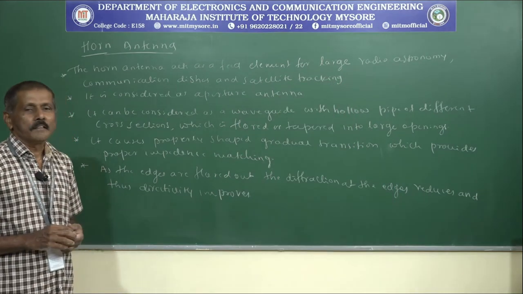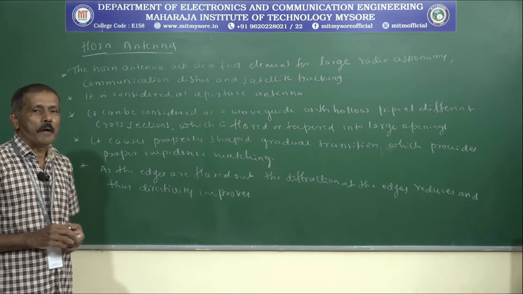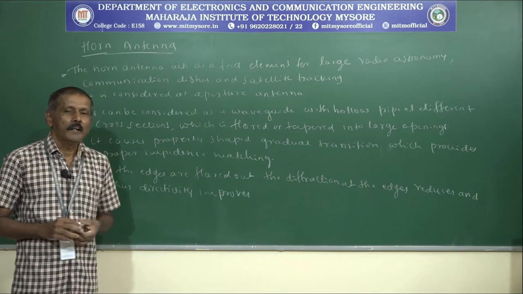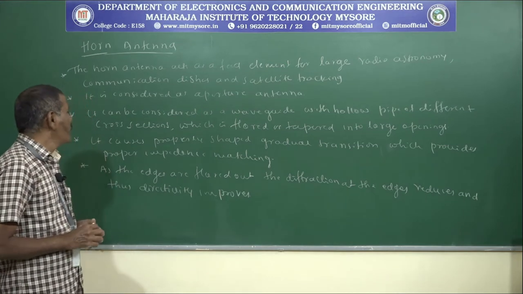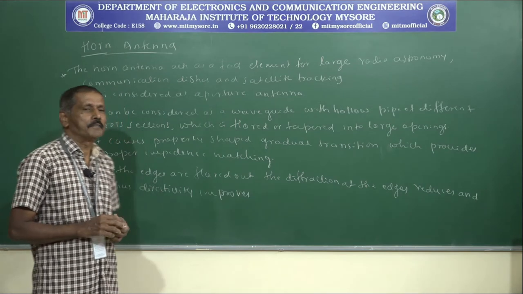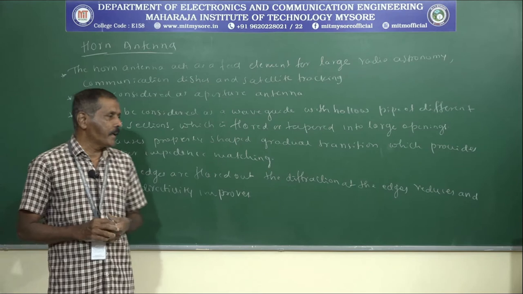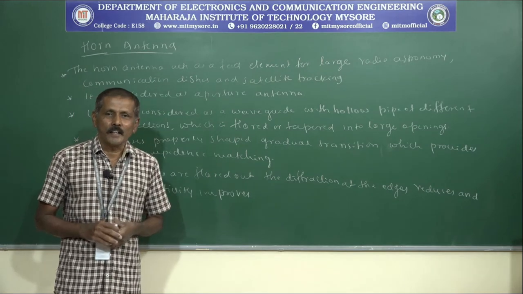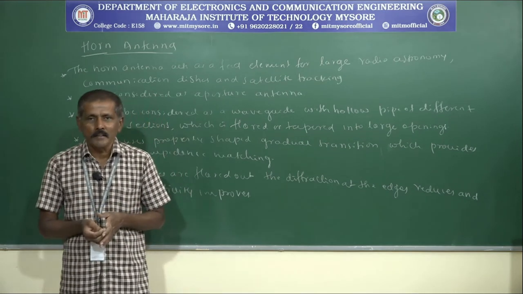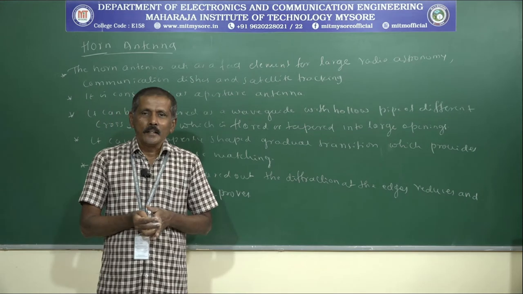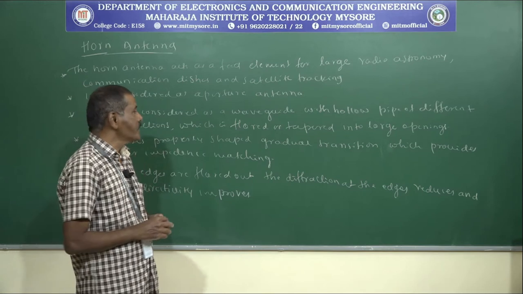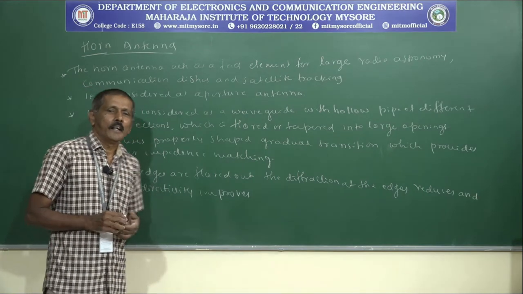It can be considered as a waveguide with a hollow pipe of different cross sections, which is flared or tapered into a larger opening. What it indicates is that basically this horn antenna is a waveguide, where at one end we have a large opening, or it is tapered or flared at the large opening.